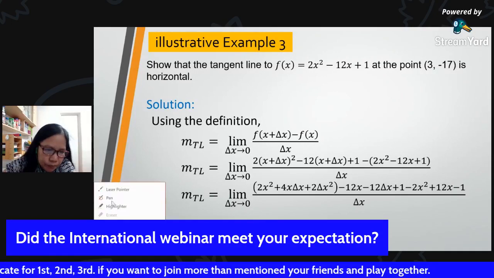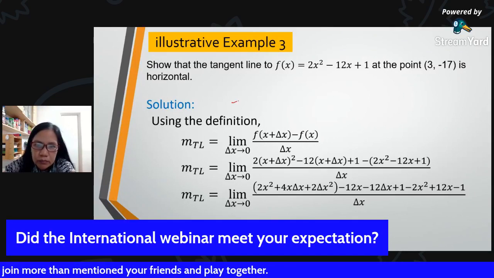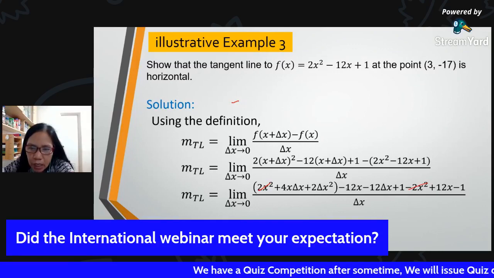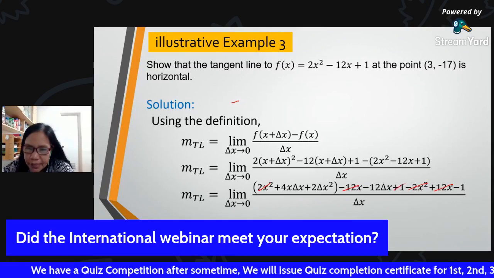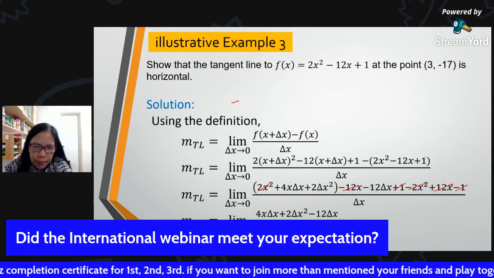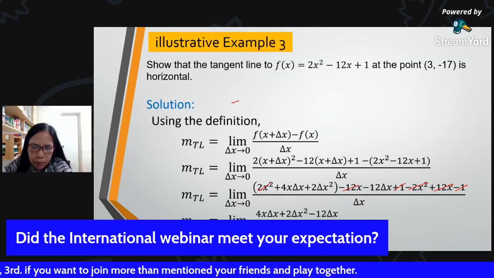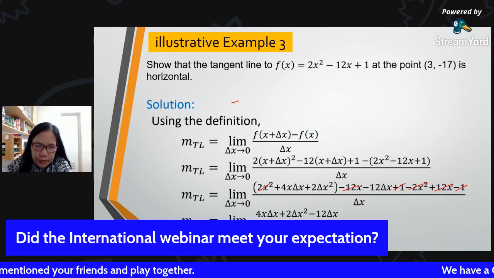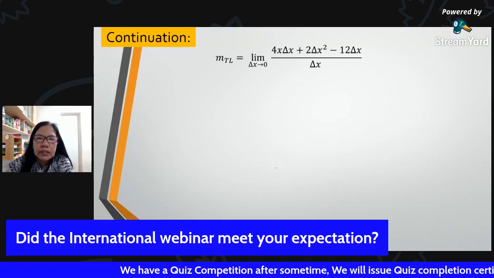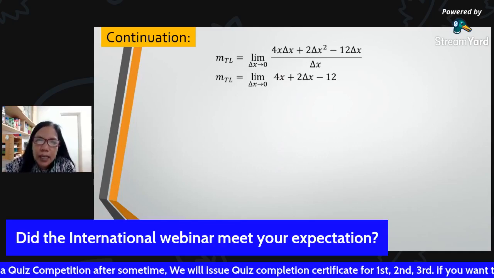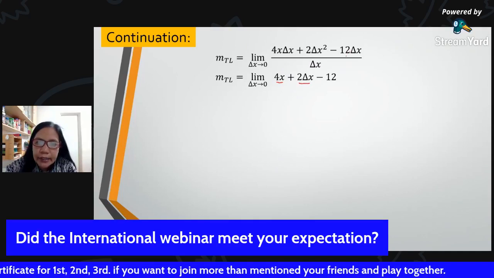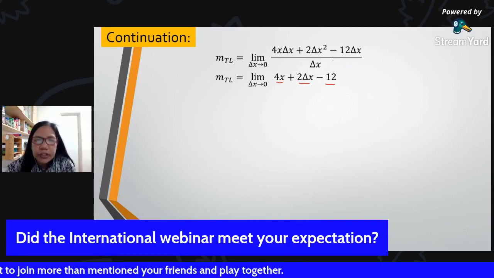And then we have positive 2x squared here, negative 2x squared, and then we have negative 12x, positive 12x, positive 1, negative 1. So the remaining equation is 4x delta x plus 2 delta x squared minus 12 delta x, all over delta x, as delta x approaches 0. So we have to divide this by delta x, so it becomes 4x, and this 2 delta x, and then this is negative 12, since we divide the 3 terms by delta x.